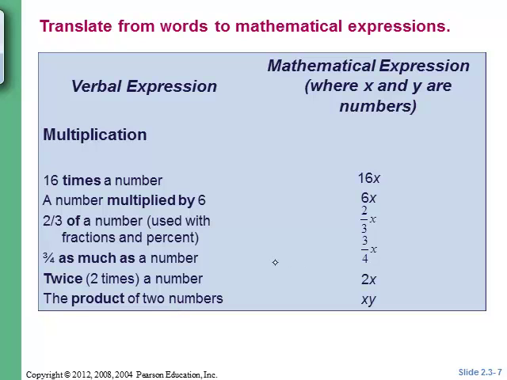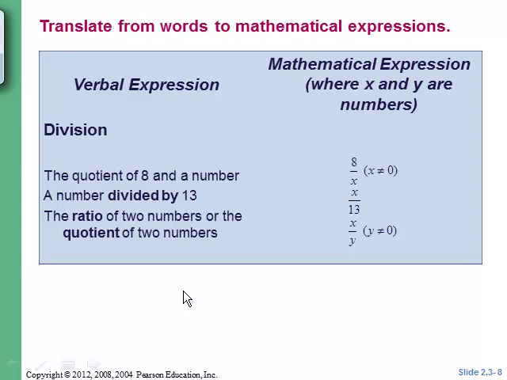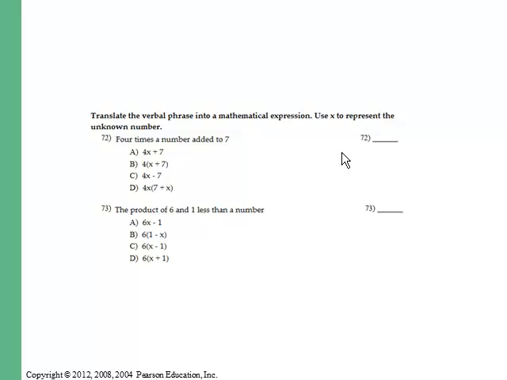For multiplication, pretty easy. Times, multiplied by, 2/3 of. The word of sometimes means multiply. As much as, twice or thrice a number, something like that. And then product, of course, is the answer in a multiplication sentence. Division, the quotient, remember quotient is the word for division, a number divided by, and then the ratio or the quotient of 2 numbers. So the only ones to watch out for are those more than and less than situations that we have to be careful about. Let's translate these.